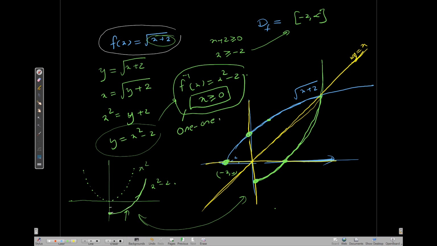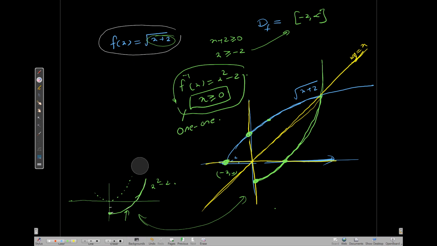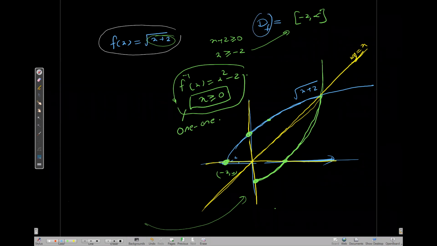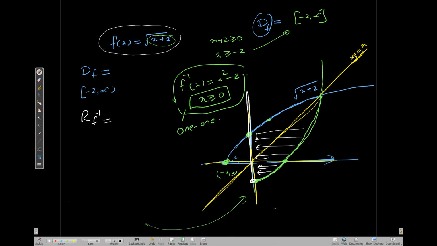Now, let me erase this part over here so I have more room. Now look at this very carefully. The domain of the blue one, this function here, we already found it, negative 2 to infinity. So domain of our original function is negative 2 to infinity. It must be exactly the same as range of inverse function. Now let's check. Range of inverse function, if you project your green color one to the y-axis, it started from negative 2 all the way up to infinity. Makes sense. And let's check the other part.